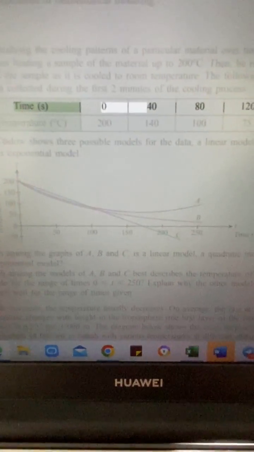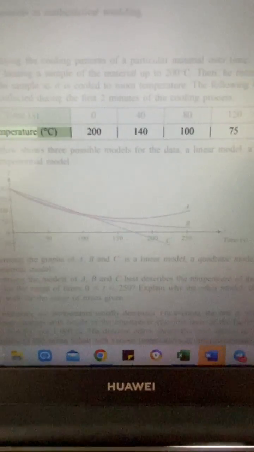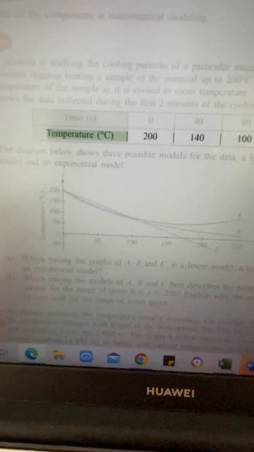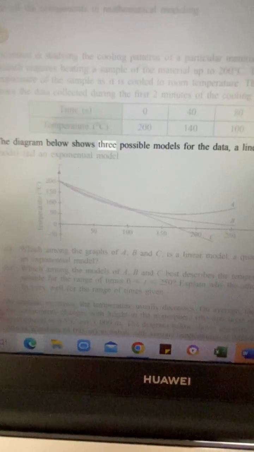The following table shows the data collected during the first 2 minutes of the cooling process. Time, s: 0, 40, 80, 120. Temperature, degrees C: 200, 140, 175. The diagram below shows 3 possible models for the data: a linear model, a quadratic model, and an exponential model.